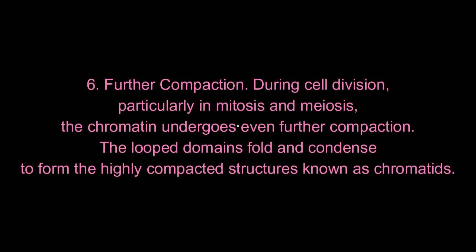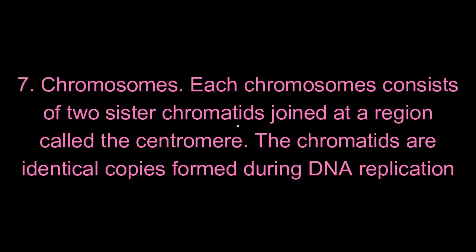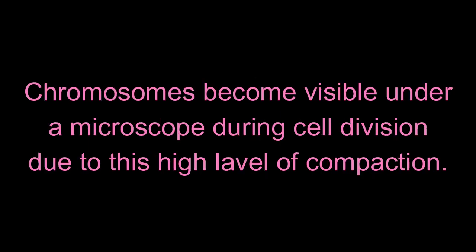6. Further compaction. During cell division, particularly in mitosis and meiosis, the chromatin undergoes even further compaction. The loop domains fold and condense to form the highly compacted structures known as chromatids. 7. Chromosomes. Each chromosome consists of 2 sister chromatids joined at the region called the centromere. The chromatids are identical copies formed during DNA replication. Chromosomes become visible under a microscope during cell division due to this high level of compaction.